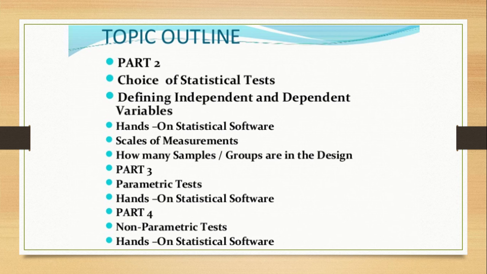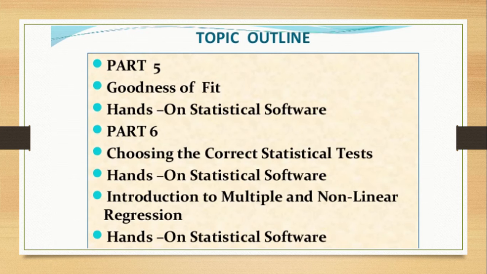Scale of measurements, how many samples, groups are in the design. Then part three, we have the parametric tests, hands-on statistical software. In part 4, we have non-parametric tests, and then the hands-on statistical software. Part 5 will be about goodness of fit, and we also have the hands-on statistical software. Part 6, we have choosing the correct statistical tests, then hands-on statistical software, introduction to multiple and nonlinear regression. And then we have hands-on statistical software.